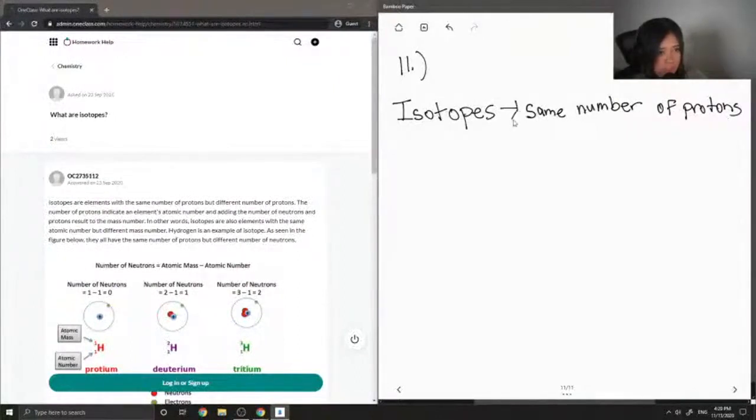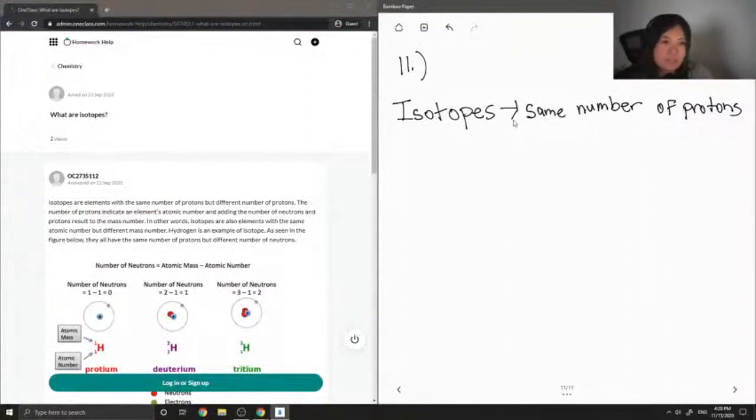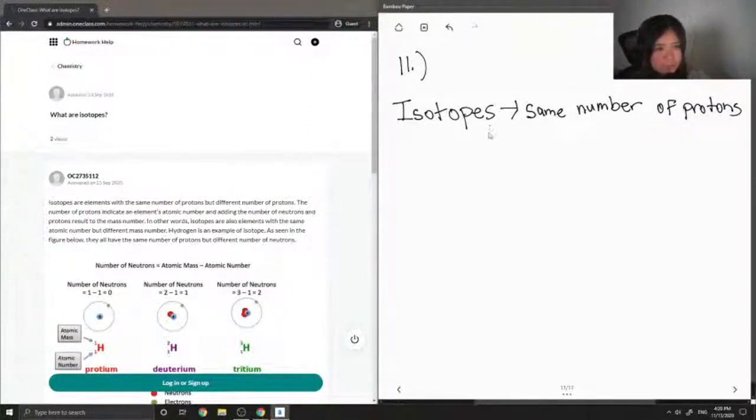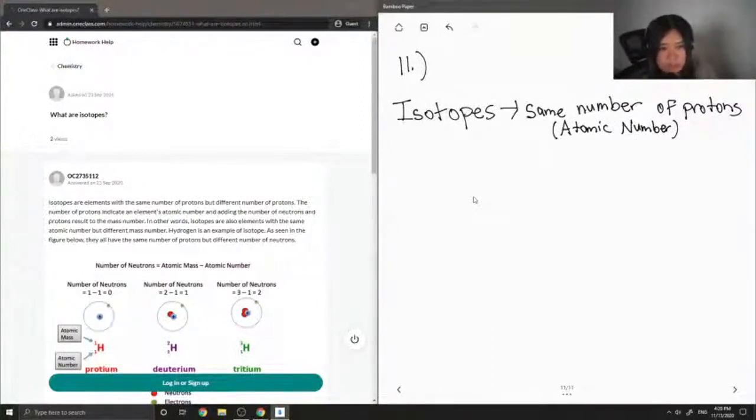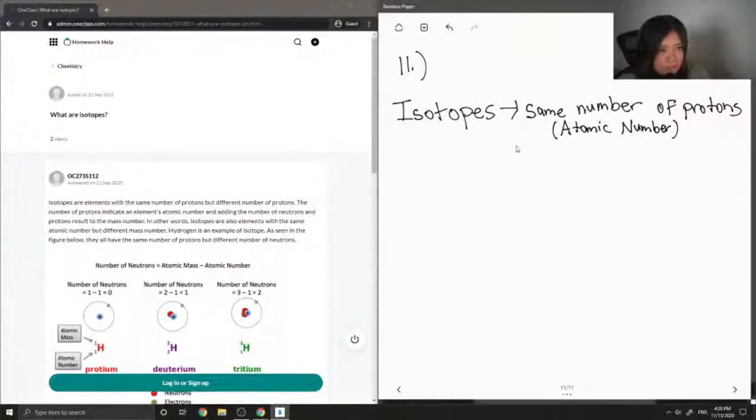So what makes every element unique is that they have their own number of protons. You wouldn't have an element that has the same number of protons as another element. And this is determined by an element's atomic number. For hydrogen, for example, there is only one proton, so its atomic number is 1. For helium, there are 2 protons, so its atomic number is 2, and so on and so forth.